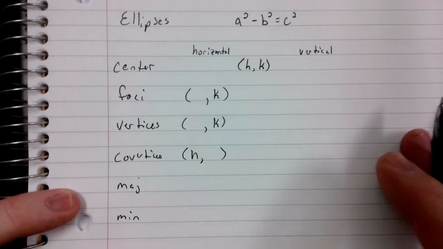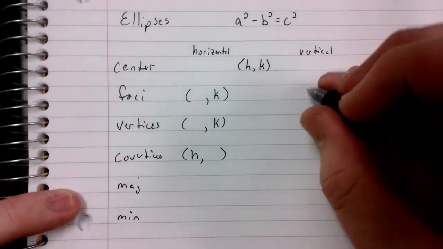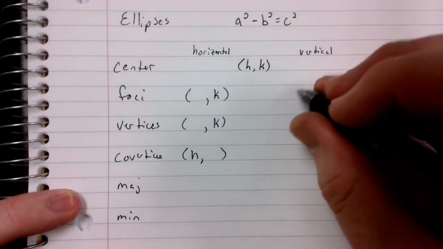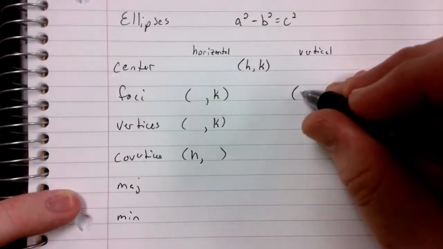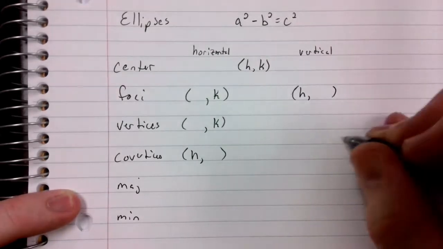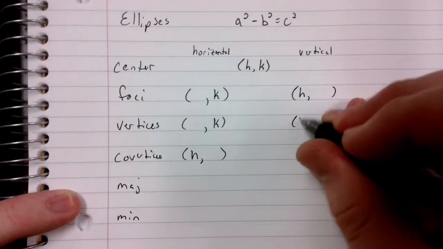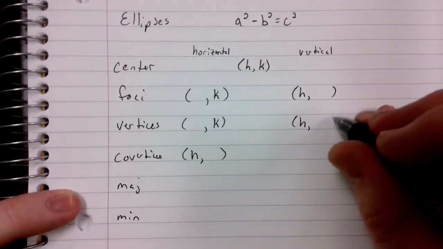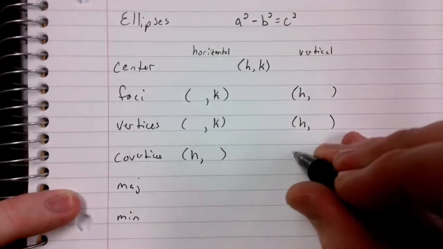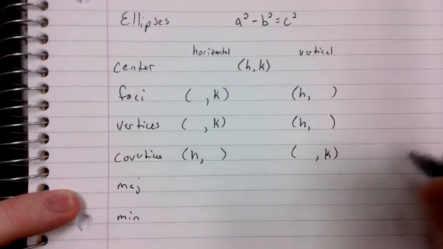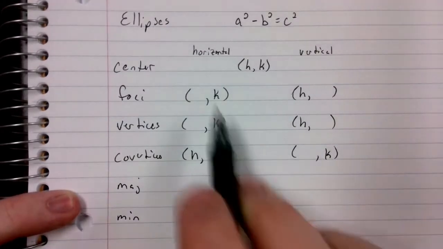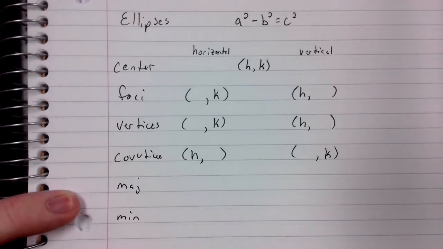Okay? Now here, on the vertical side, it's going to be just the opposite, right? So whatever number I have for h here, it's going to be h right here. Whatever I have for h here, will be h right here. And then finally, whatever number I have for k here, is going to be k right here. So I can fill those in pretty much as soon as I recognize if it's horizontal or vertical.